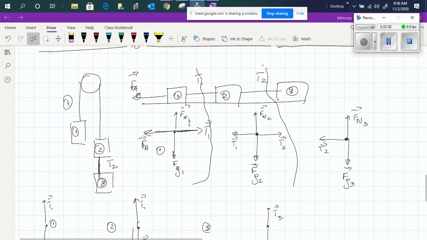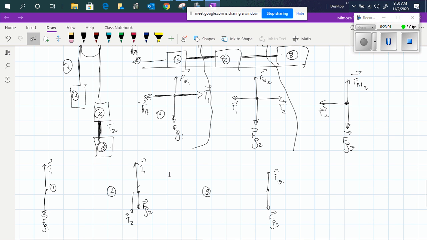As long as the string is the same, you will have the same tension. This is the same string, you will have the same tension. And the free body diagram for each of those situations will be something like this.